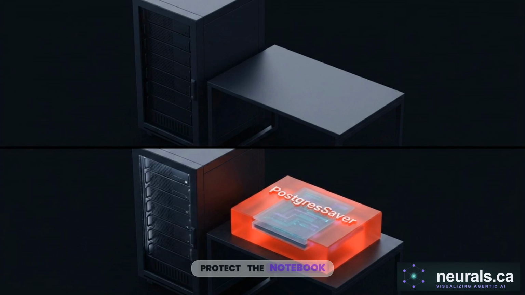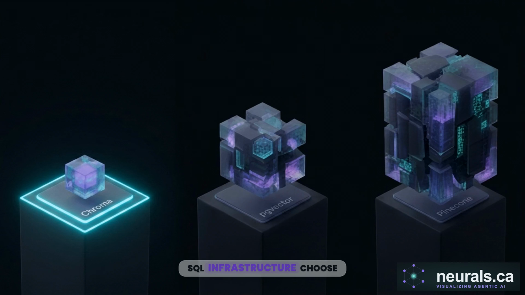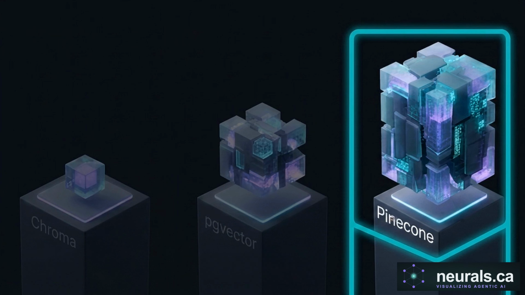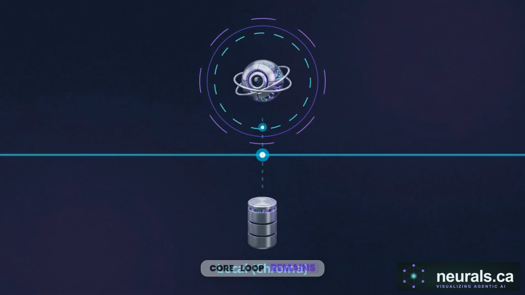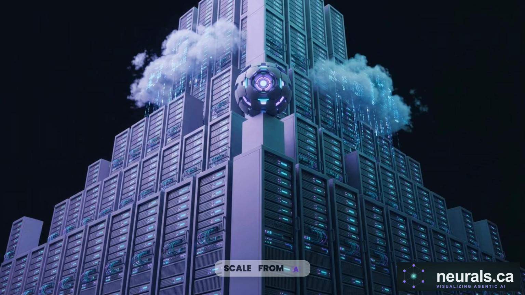To protect the notebook against restarts, replace the memory saver with a durable backend like Postgres Saver. For the long-term cabinet, match your vector database to your scale. Use Chroma for local development. For SQL infrastructure, choose pgvector. For massive scale, migrate to Pinecone. Because the core loop remains completely isolated from the database backend, your agent can scale from a lightweight prototype to a massive cloud deployment without rewriting logic.